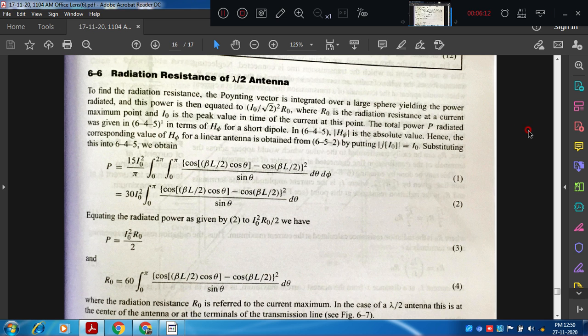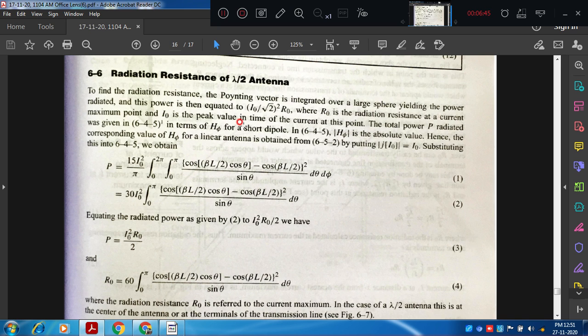So in the next topic, we'll continue with the radiation resistance of a lambda by 2 antenna. To find the radiation resistance, the Poynting vector is integrated over a large sphere, yielding the power radiated, and this power is then equated to (I naught by root 2) whole square times R naught, where R naught is the radiation resistance at a current maximum point, and I naught is the peak value in time of current at this point, right?